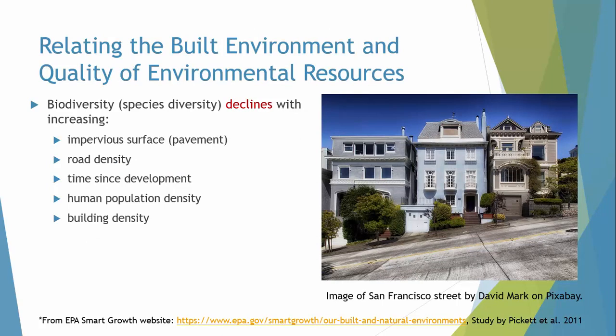So how does this affect the environment? Well, in terms of species diversity, or the catchphrase we tend to use, biodiversity, we see that there's a decline in biodiversity whenever you increase any of these urban factors. So when we pave more surfaces for roads or parking lots, that's going to decrease biodiversity. As road density increases, that decreases biodiversity. The longer development has been in place, the more of a decline you see in biodiversity. Human population, as that increases, you see a decrease in biodiversity, and similarly with building density.